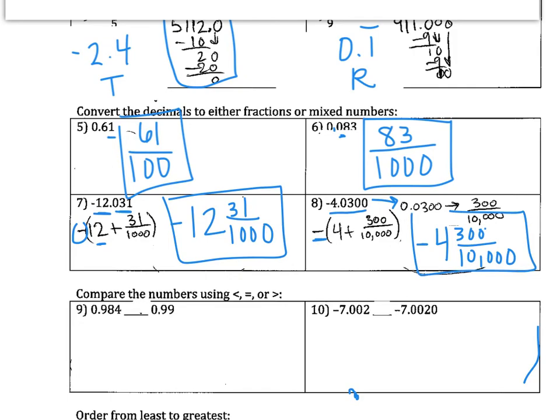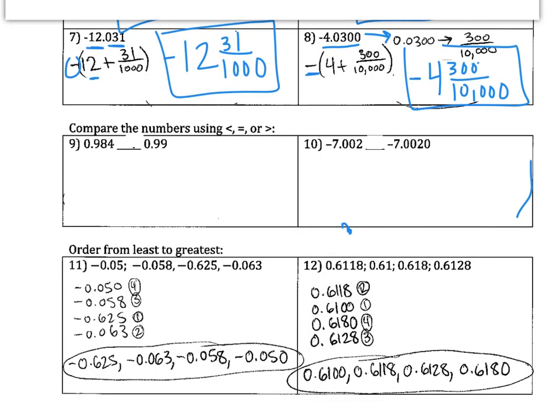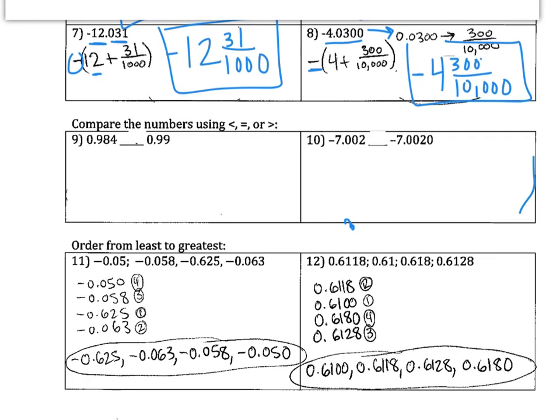Number 9, we're going to compare the numbers using less than, equal to, or greater than. And so the easiest way to do this is to go ahead and write them out in place value. So 0.984, line them up. Now let's line up this one, 0.99. This 8 is less than this 9, and so this whole quantity is going to be less than.